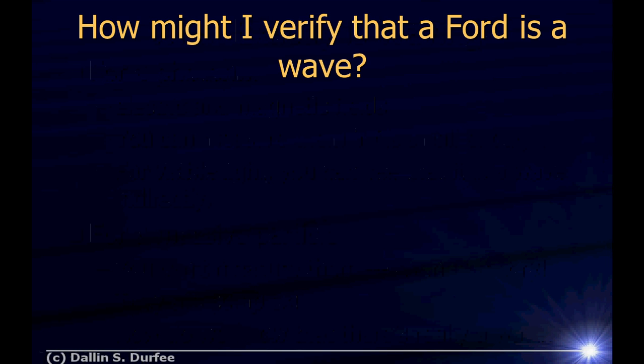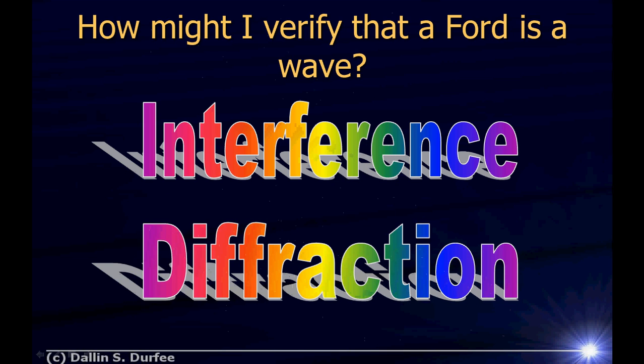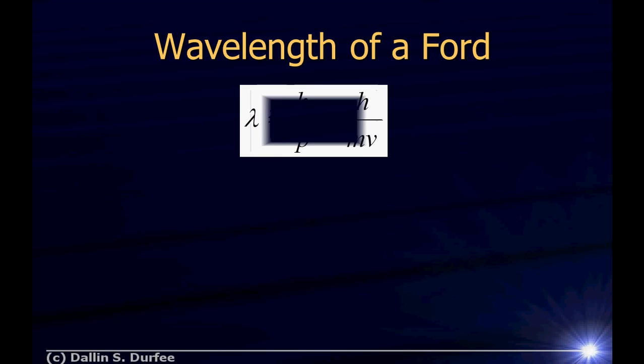How might I verify that a Ford Taurus is a wave? Interference or diffraction, right? I can indirectly tell that it's a wave by looking at wave-like properties. Okay, so let's imagine I want to do a two-slit interference pattern for a Ford Taurus, or a diffraction grating making a pattern for a Ford Taurus. Well, let's think about this. I need a grating whose slits are spaced by something on the order of a wavelength, right? What is the wavelength of a Ford Taurus?